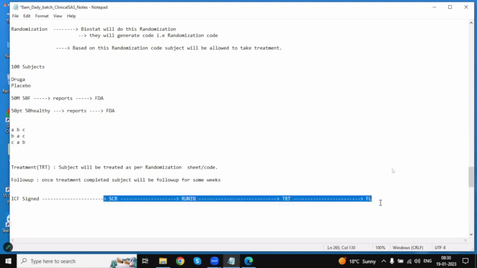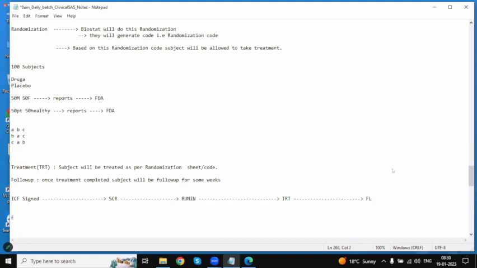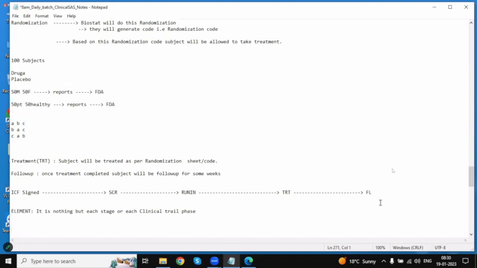Each stage, each phase is one element. There's one more definition, element. An element is nothing but each stage or each phase, you can say each clinical trial phase. Each clinical trial phase is one element. So screening one element, randomization one element, treatment one element, follow-up one element.